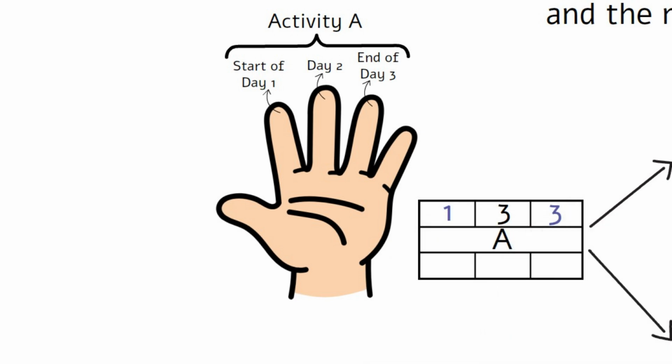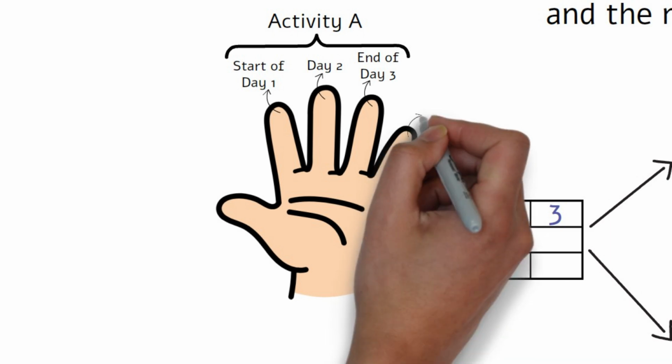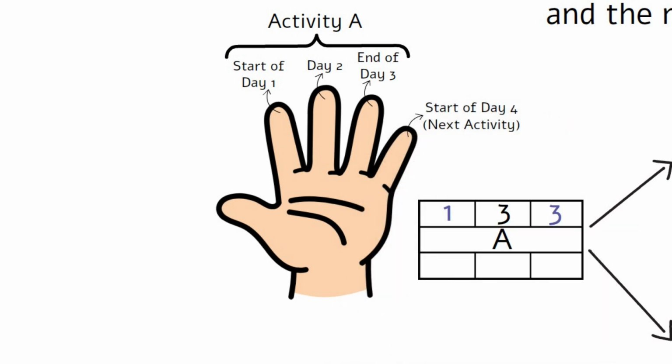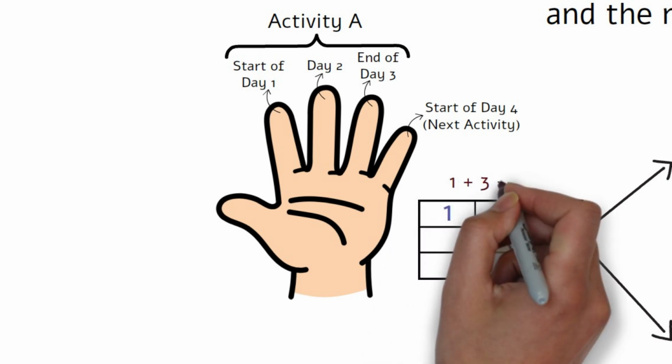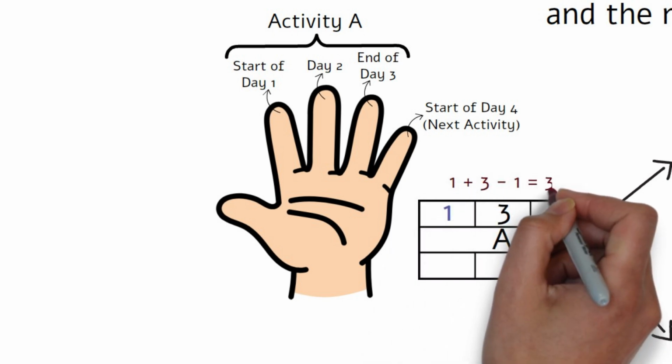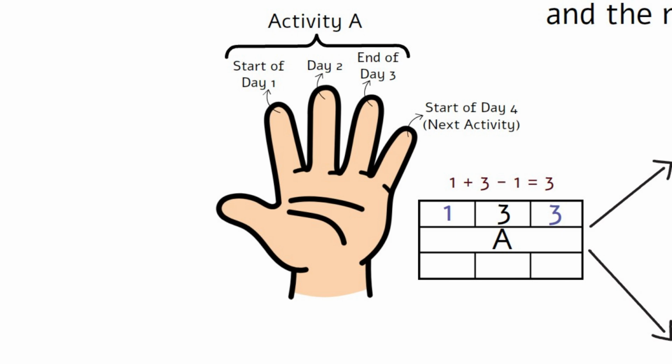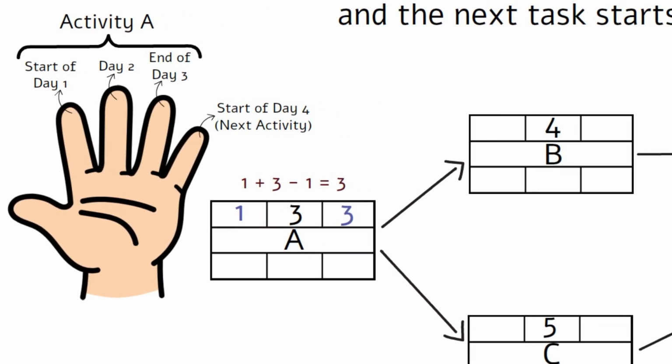Since it's already the end of day on day 3, the next activities B and C will start on day 4. To get the early finish for activity A by doing the math will be 1 early start plus 3 duration minus 1 equals 3. Let's do activity B next.